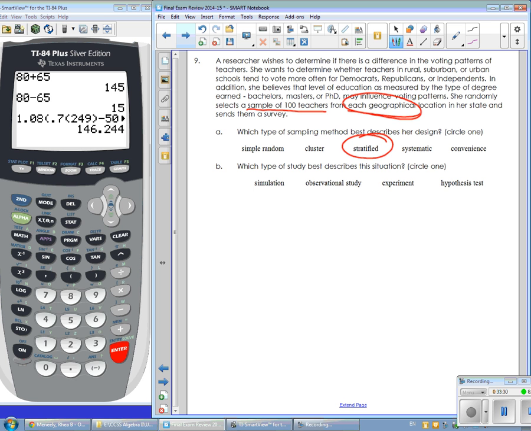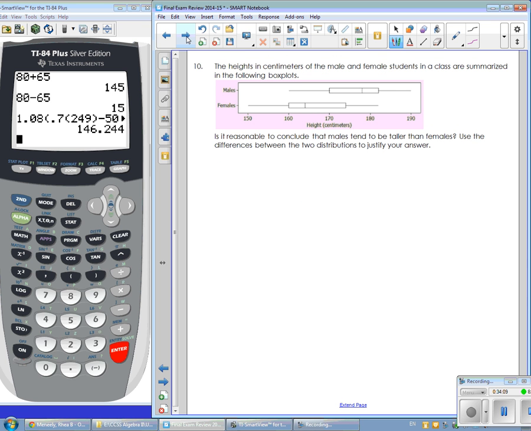The difference between an observational study and an experiment, remember, is that in an experiment, we are applying some sort of treatment. We're doing something to our subjects to measure their reaction to it. And in this case, she's just interviewing people or sending them a survey. She's not really trying to change their voting patterns or anything. She's just trying to explore what the voting patterns are. And that is the definition of an observational study, where we're just trying to understand the situation. We're not trying to change it in any way. We're just trying to gather information that already exists. And so taking a sample and sending a survey is going to be a type of observational study.